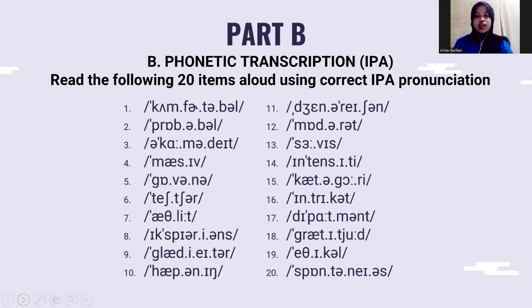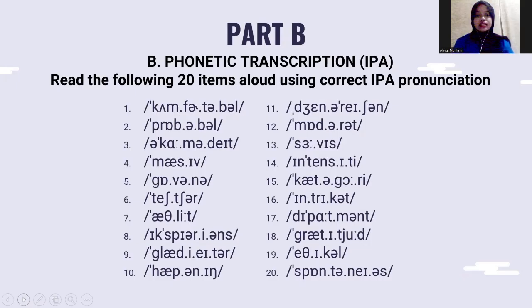Read the following 20 items aloud using correct IPA pronunciation. Number 1 is comfortable. Number 2 is probable. Number 3 is accommodate. Number 4 is massive. Number 5 is governor. Number 6 is texture. Number 7 is athlete.